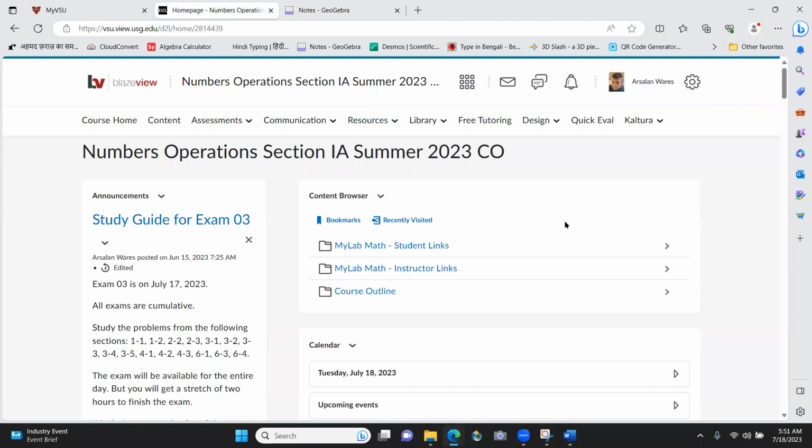Good morning, everyone. Today is July 18th, Tuesday. We're going to start a new chapter, chapter 5. This is going to be our last chapter.